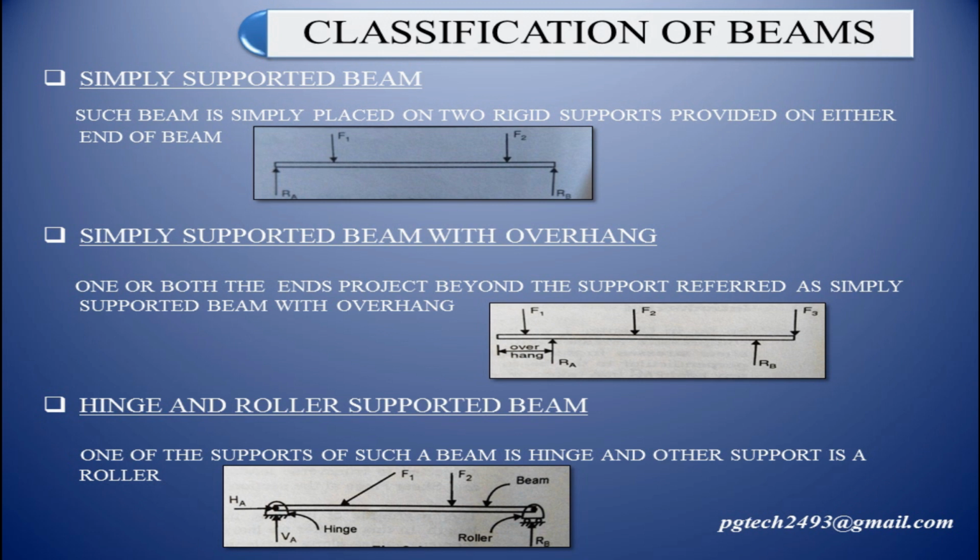Simply supported beam with overhang. A simply supported beam whose one or both ends project beyond the support is referred to as a simply supported beam with overhang. The portion of the beam which extends beyond the support is known as the overhang of the beam. Hinge and roller supported beam. In this type of simply supported beam, one end of the support acts as a hinge and the other end acts as a roller support. Hinge allows rotation but prevents linear motion. Here the force reaction offered by the hinge can be resolved into horizontal and vertical components. Roller support offers a force reaction acting perpendicular to the surface.